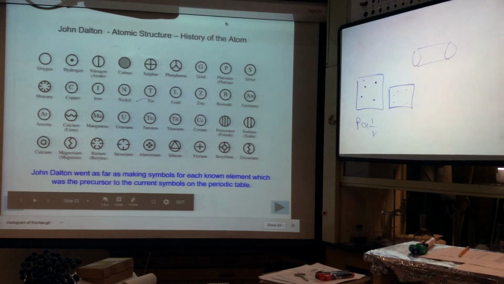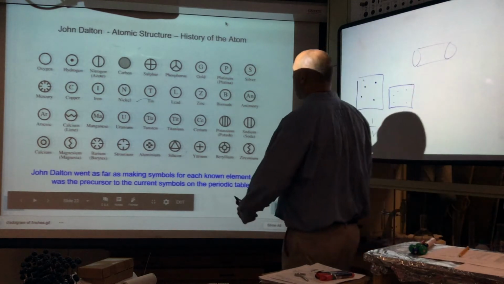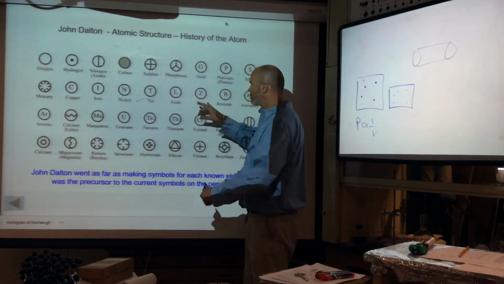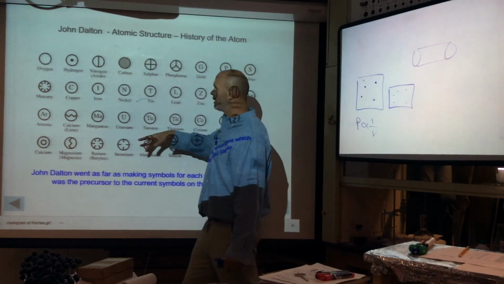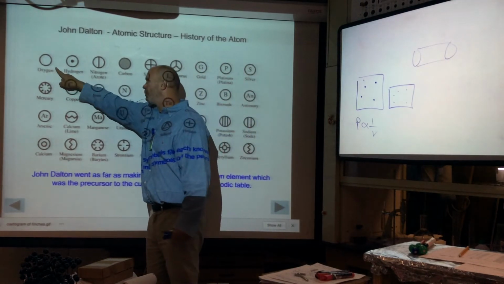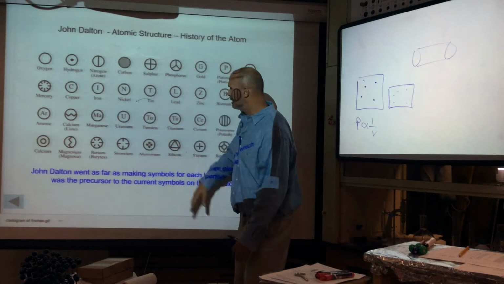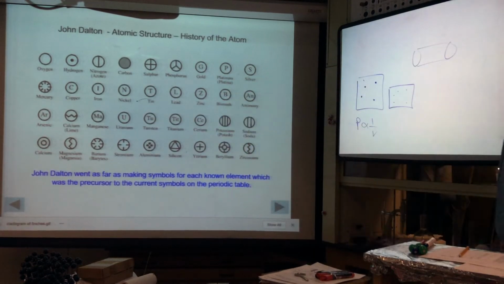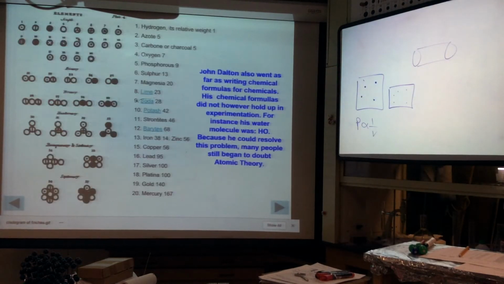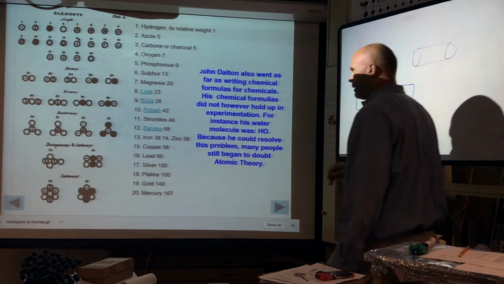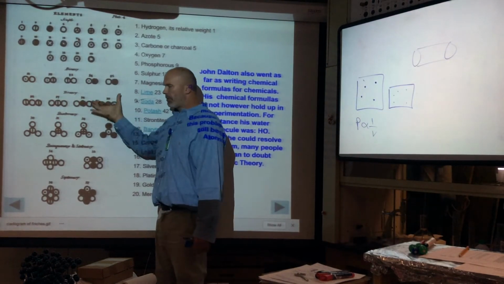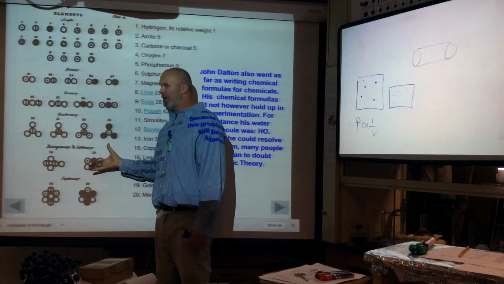Well, John Dalton, not only did he try to give us an atomic theory, he also tried to give us symbols. And some of them are kind of silly. It's hydrogen with a dot, oxygen with a 0, and some of these he tried. That's not a big deal. The biggest problem he made was that he started writing chemical structures that were not correct.